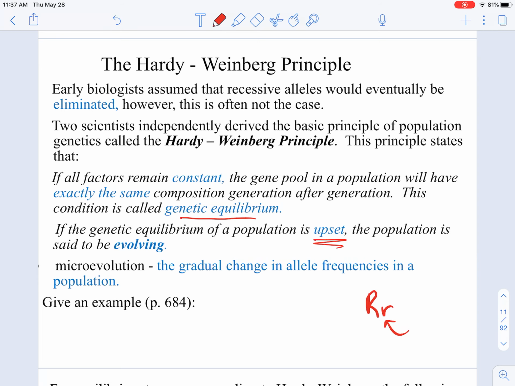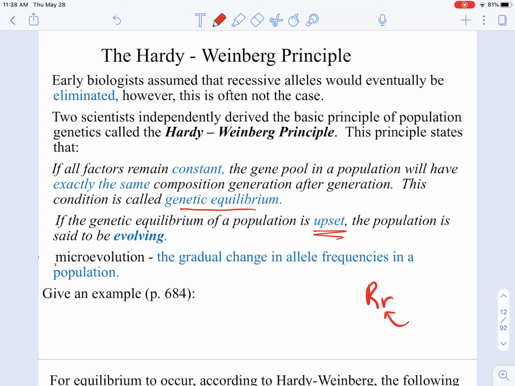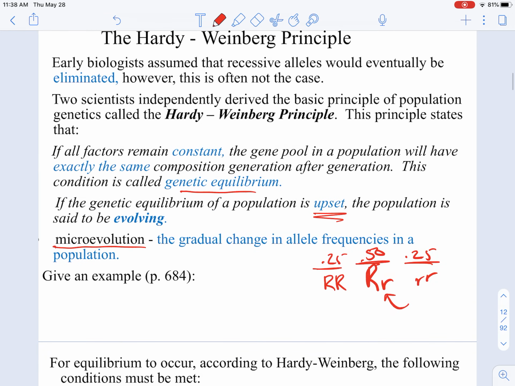So Hardy-Weinberg analyzed genotypes in populations, and the word microevolution is these little changes that will happen in allele frequencies. So you might have 25% homozygous dominant, 50% heterozygous, and 20% homozygous recessive. And over time, these frequencies might change. That would be microevolution. And they like to study this to see if they can determine if there are big changes, what the reason for that was.